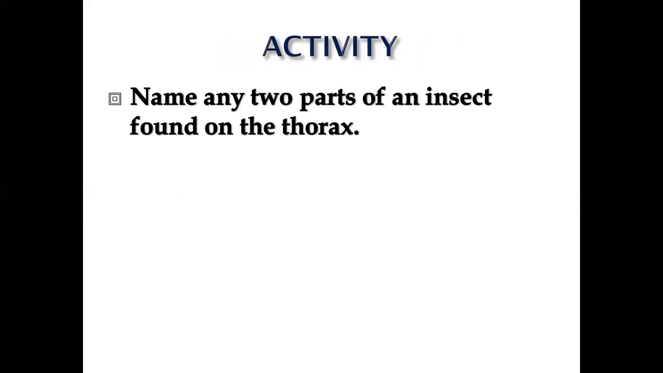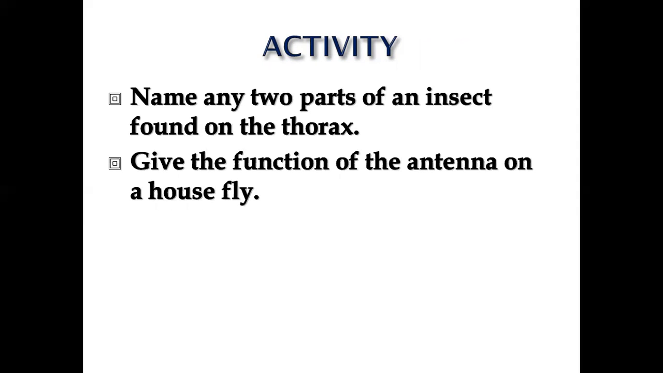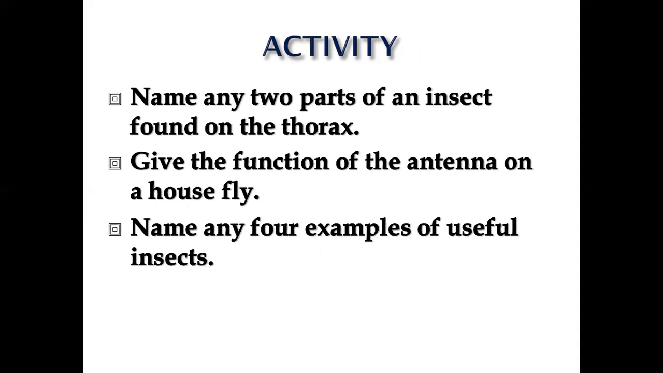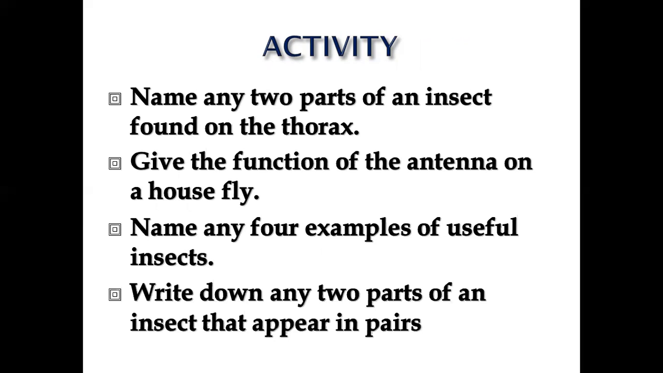And that is the activity. Name any two parts of an insect found on the thorax. Number two is give the function of the antenna of the housefly. Name any four examples of useful insects. Lastly, write down any parts of an insect that appear in pairs. So remember, a pair refers to two things. I don't want to go beyond this.